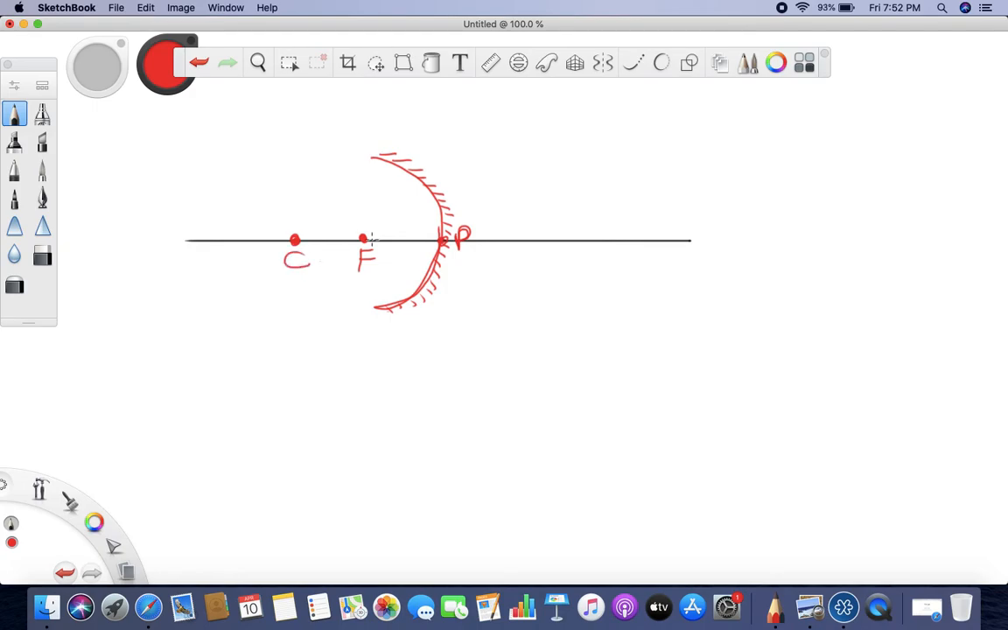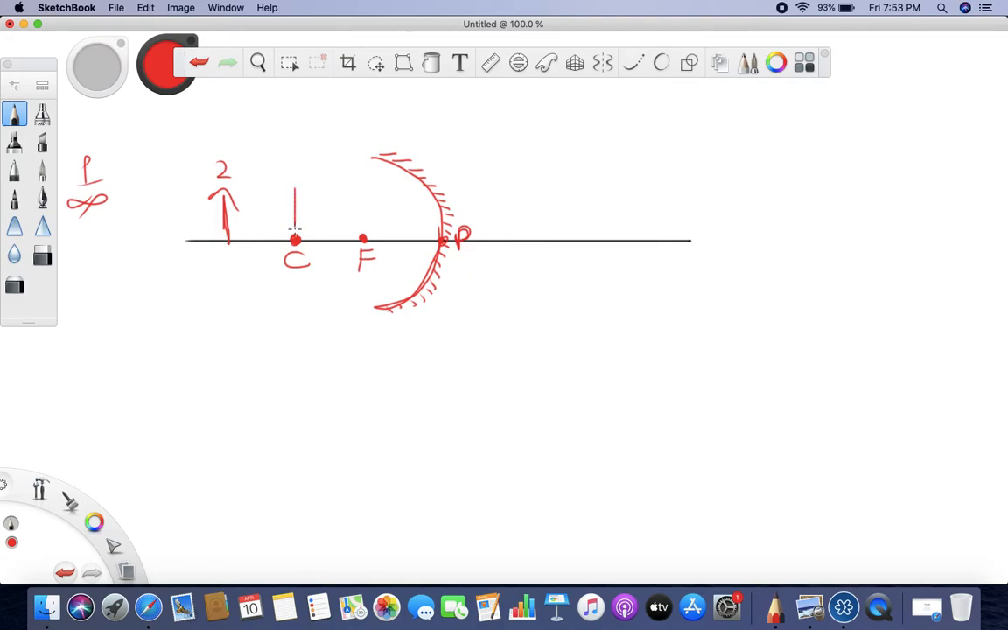Okay, now let me help you. Here there are 6 cases. How many cases? There are 6 cases, means 6 different ways to keep your object. Where can you keep your object? You can keep your object at infinity. Infinity means somewhere very far beyond C. So here you can put your object at infinity. That is the first case. Second case, you put your object beyond C. Beyond C means behind the center of curvature.